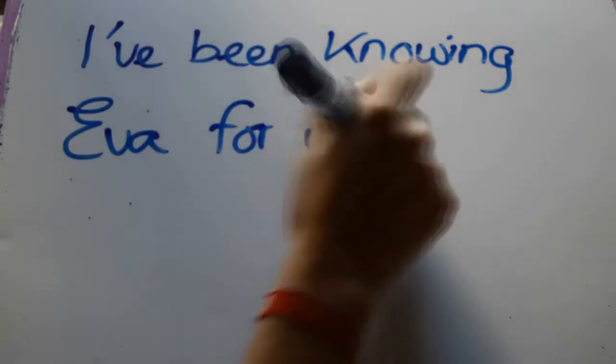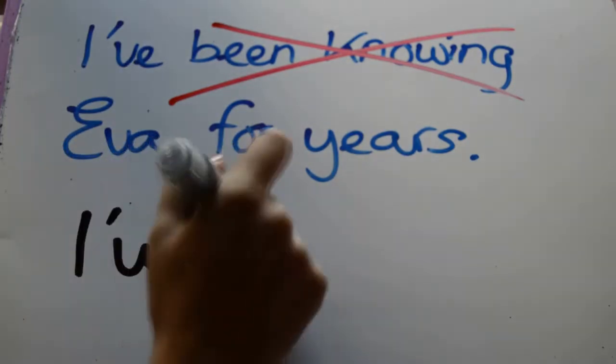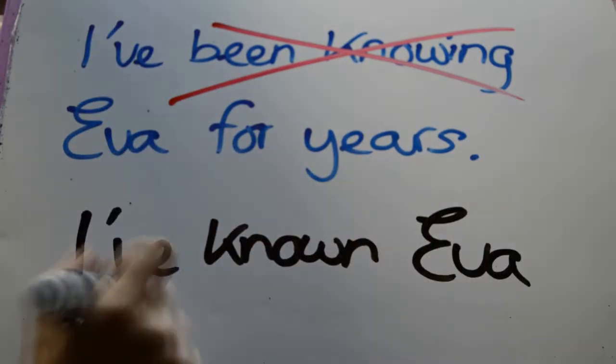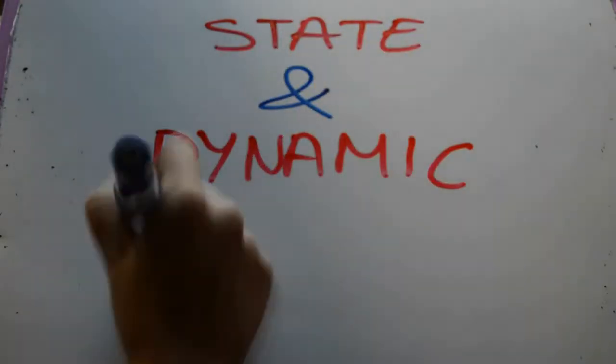However, the sentence I've been knowing Eva for years is grammatically incorrect. The correct one is I've known Eva for years. To understand the reason why we use the present perfect simple, you need to learn about state and dynamic verbs first.